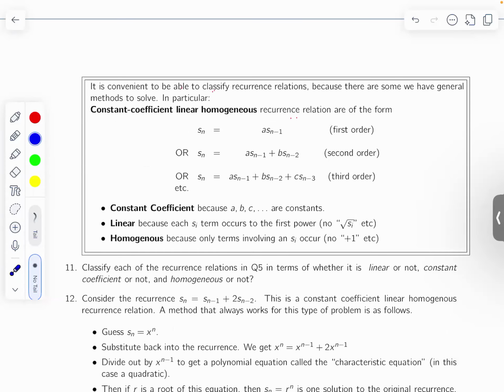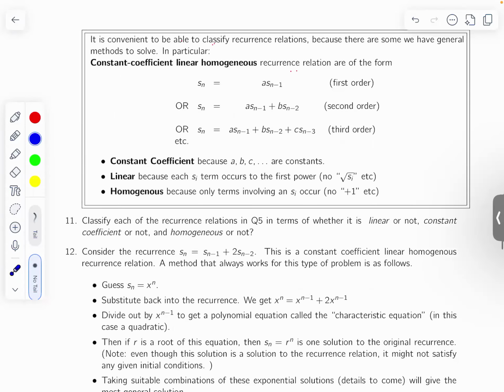Okay, so let's solve this one. We have plenty of time. It is convenient to be able to classify recurrence relations because for some we have general methods to solve them. If we classify them in terms of homogeneous or non-homogeneous, linear, and order, that is important. If they are linear with constant coefficients, it's easy to solve.